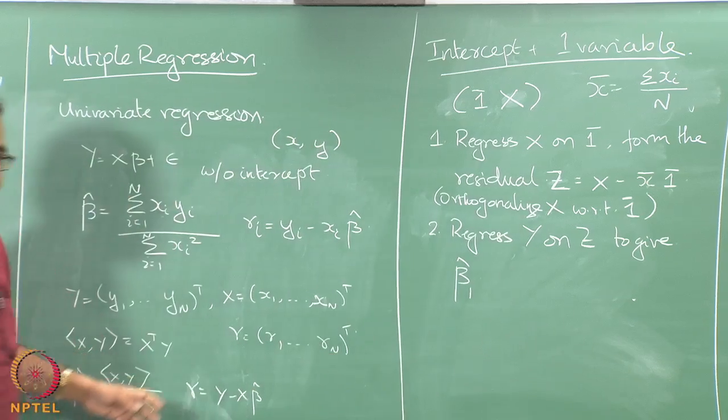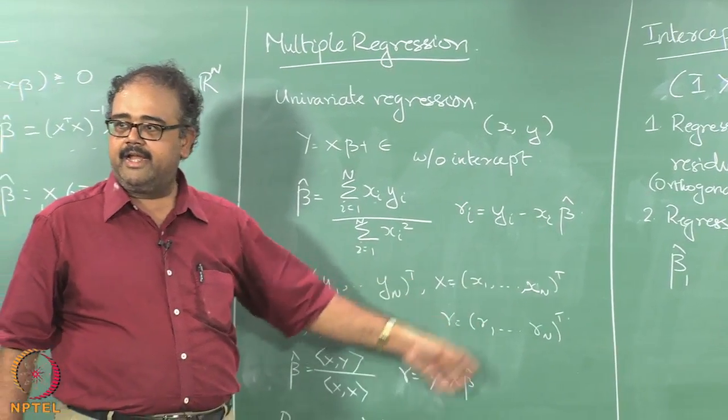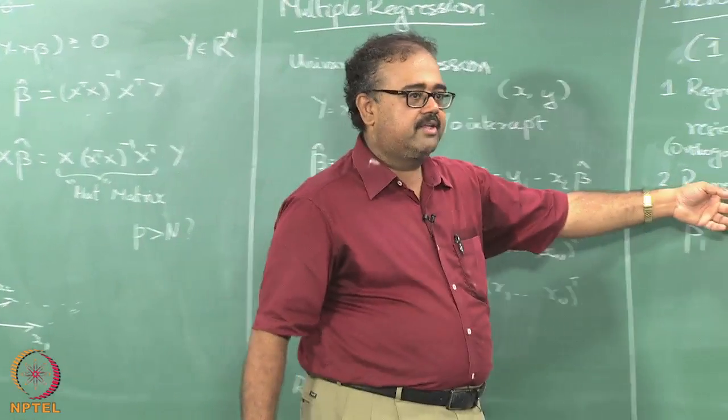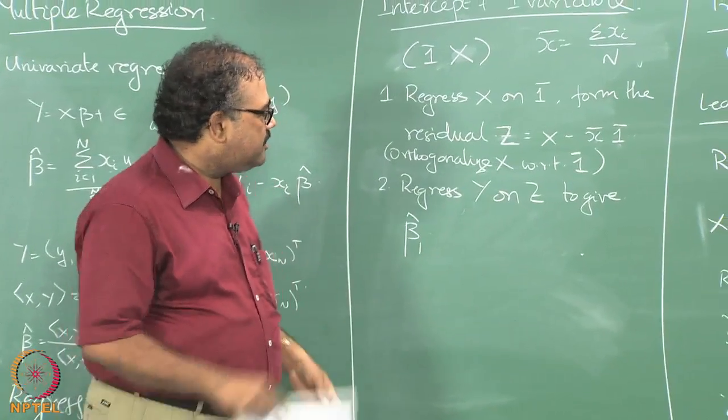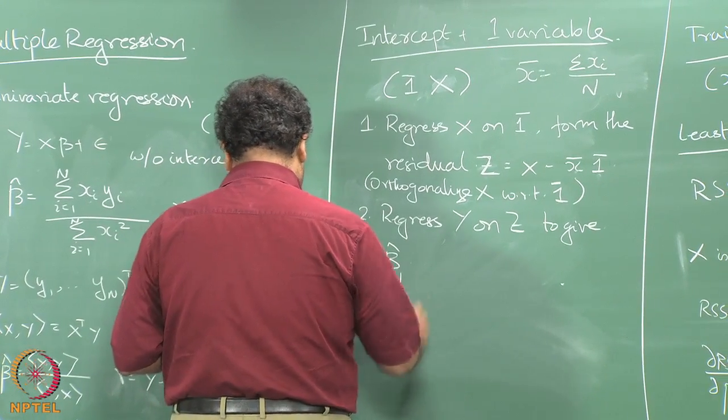And people agreed with me earlier when I said that if the columns of x are orthogonal, then we can independently do regression on each of those columns. That is essentially what we are doing here. So, I have done a regression on this to get me beta 1, right.